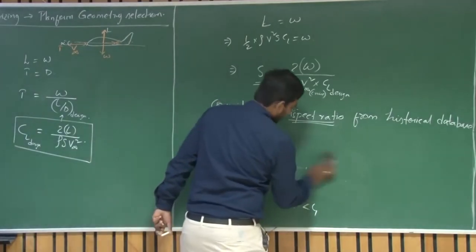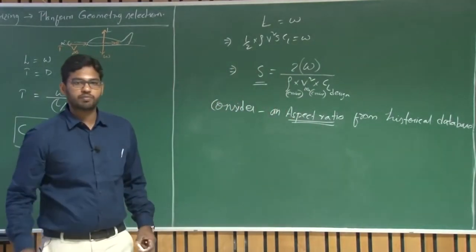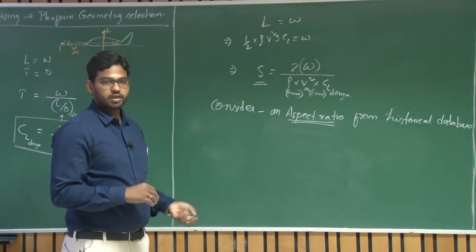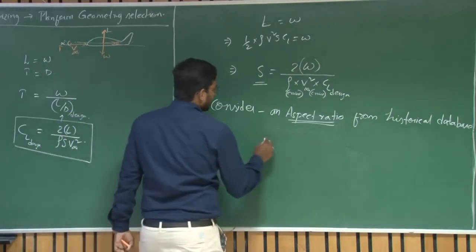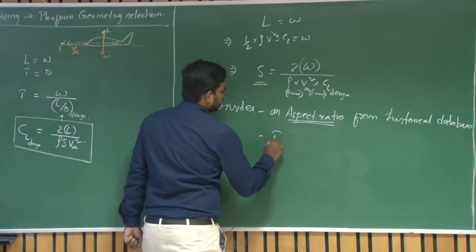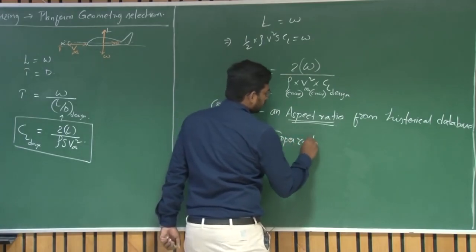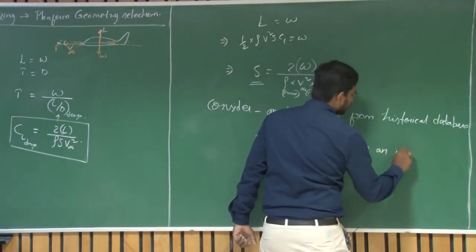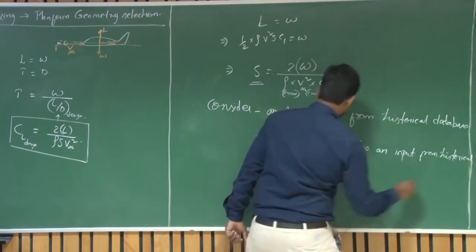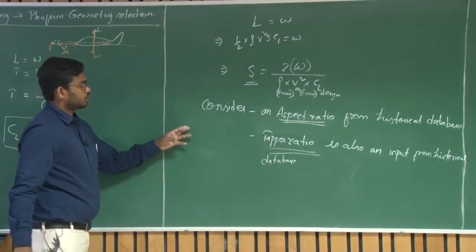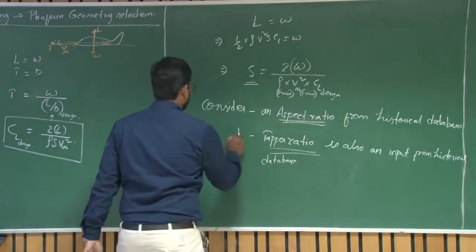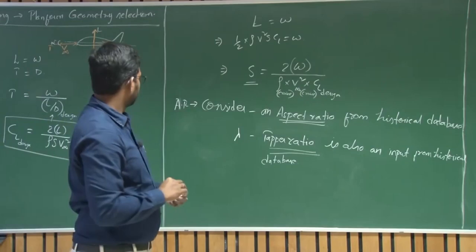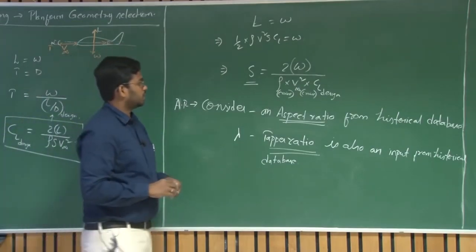Okay. Now aspect ratio has to be considered as an input based upon the type of UAV you're going to select, and you have to iterate this aspect ratio, change it, and figure out what will be the corresponding wing loading, right? And taper ratio is also an input from the historical database. So once you have this aspect ratio and lambda taper ratio, you'll be able to figure out the major part of the planform geometry.